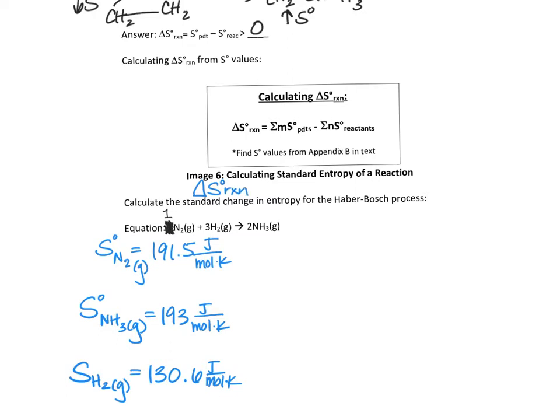So it's like this for the Haber-Bosch process. And the equation for the Haber-Bosch process is nitrogen plus hydrogen makes ammonia. So what you would see in the back of your book are these three entropy values in Appendix B. They are specific for the states of matter, so do be aware of that. And we're going to use this equation to solve for delta S of the reaction.